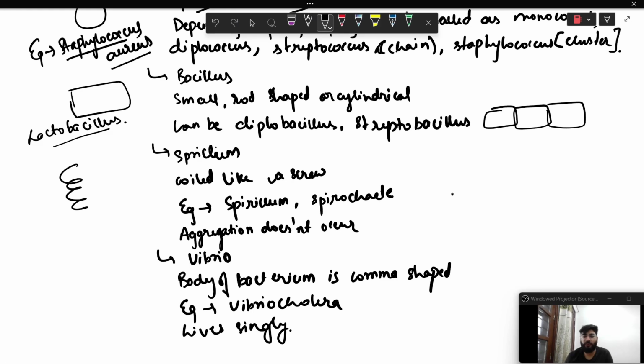So when we are saying a chain or a cluster, aggregation does not occur in spirillum. Then we have vibrio. Vibrio is comma shaped. So if we are talking about the shape, this is somewhat the shape of vibrio. An example of it is Vibrio cholerae. Vibrio cholerae causes cholera disease in humans, and it lives alone. You do not see staphylovibrio or streptovibrio. It is singular that we see in nature.